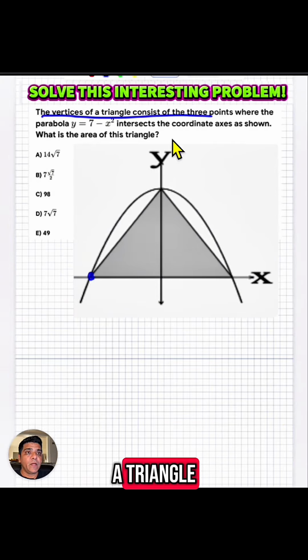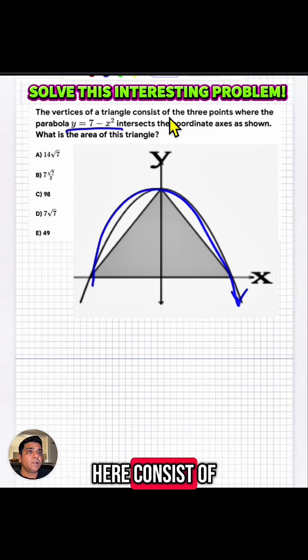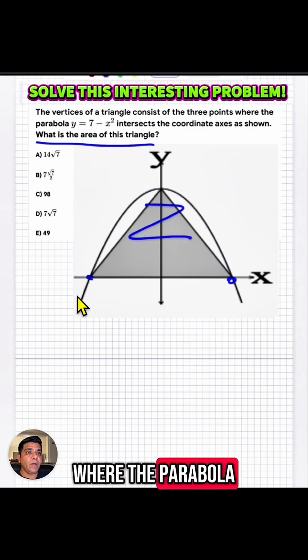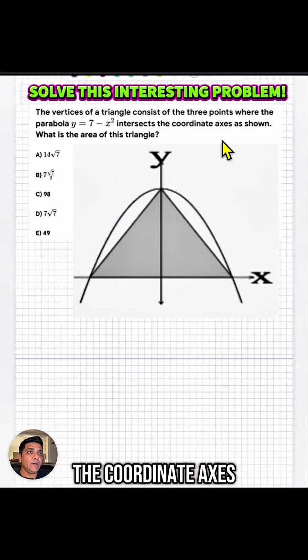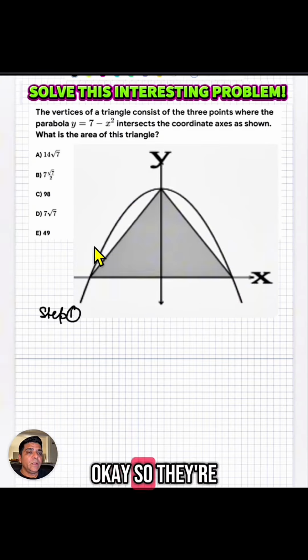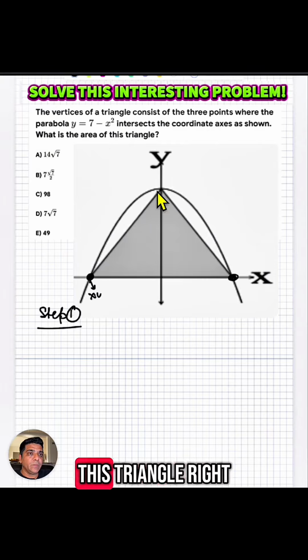The vertices of a triangle, this triangle right here, consist of 3 points where the parabola, this parabola, intersects the coordinate axes as shown. Okay, so they're asking what is the area of the triangle, this triangle right here.